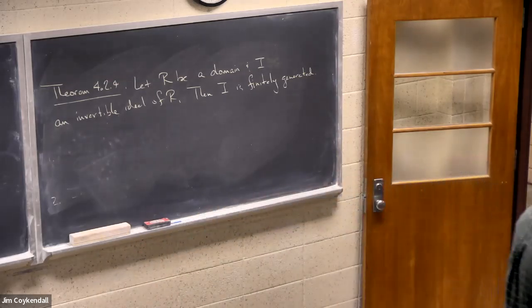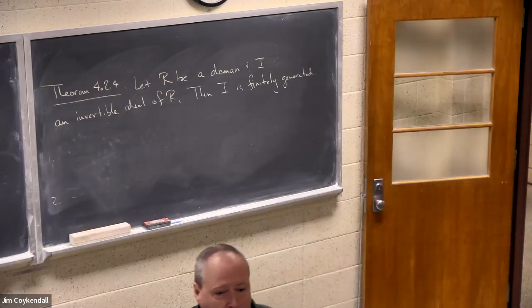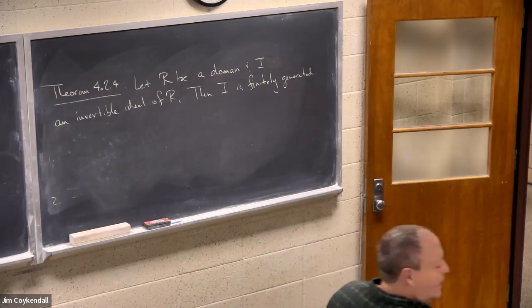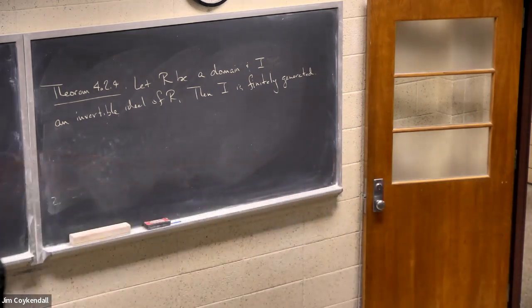Let me also point out very, very strongly that the converse to this theorem is not true by any stretch of the imagination. In fact, the first non-example that we gave last time was an example of a two-generated ideal, the maximal ideal (x, y) in F[x, y], that is certainly finitely generated, but it's not invertible. Okay, here's a quick corollary. I love little observations about this.